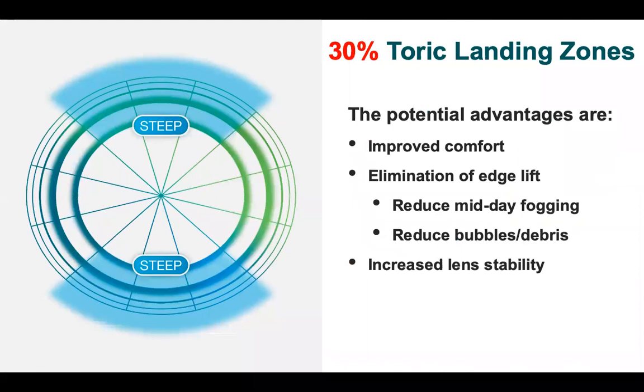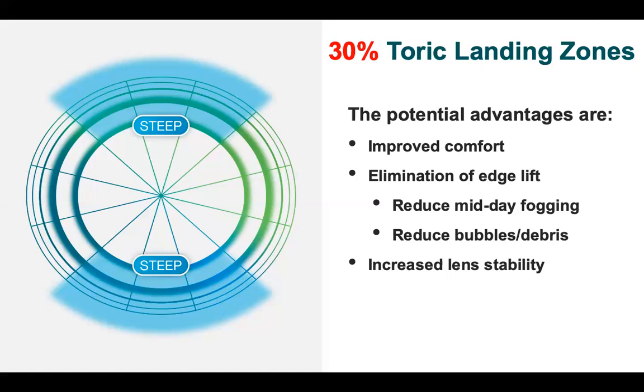When we consider fitting toric landing zones for patients' eyes that have toric scleras, there are several important advantages. Number one, the patient's going to have improved comfort. A better aligned lens will have elimination of edge lift, which ultimately reduces midday fogging or bubbles and debris. And finally, a toric lens design that's matched to a toric sclera will have increased lens stability.